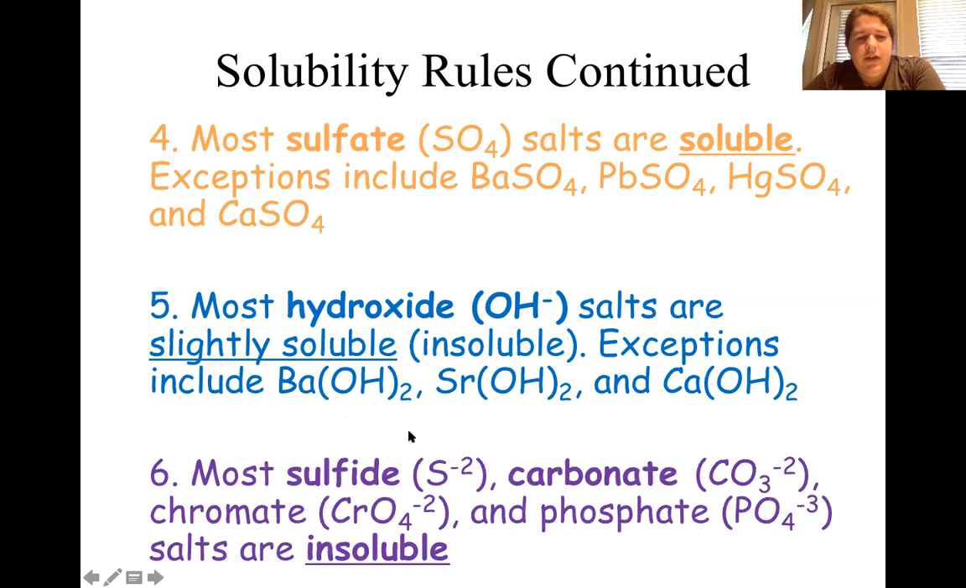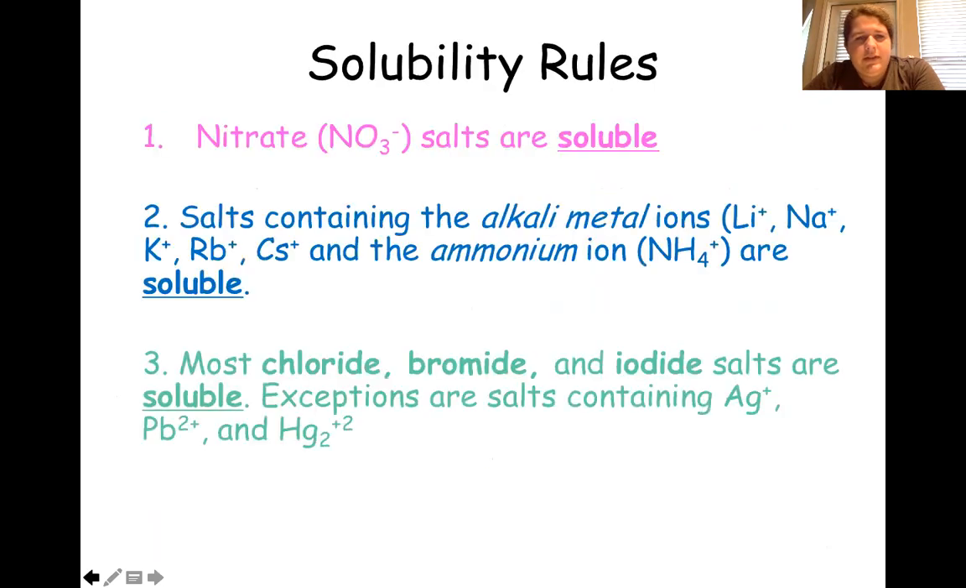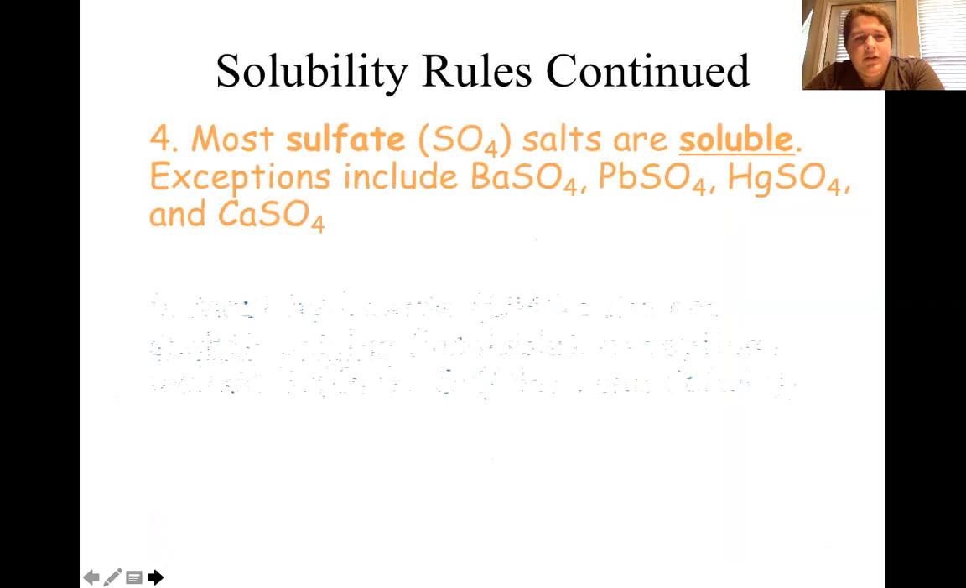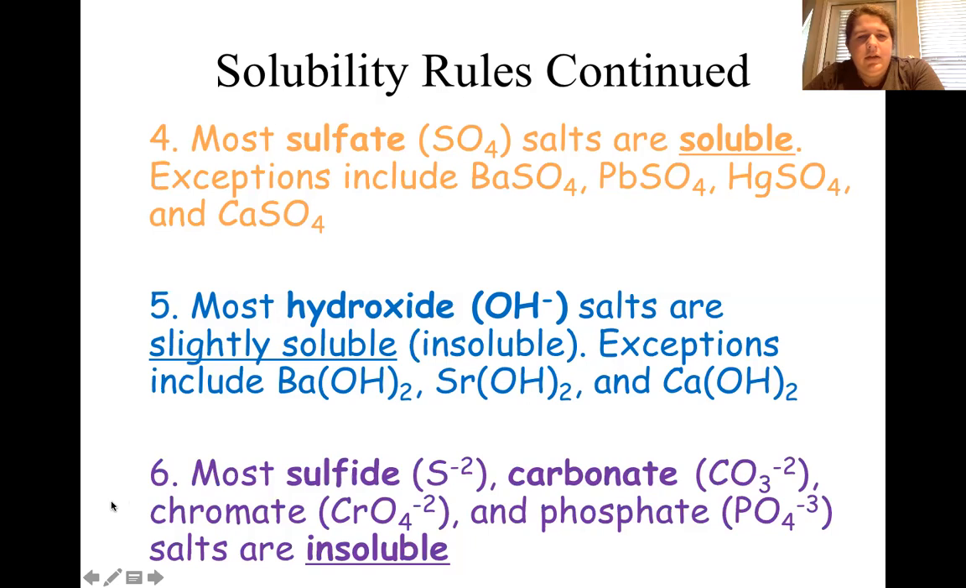And rule 6: most sulfide, S, carbonate, CO3, chromate, CrO4, and phosphate, PO4 salts are insoluble. However, if you recall from the previous slide, if we have something higher up the list, like from rules 1, 2, or 3, and it contradicts something in rule 6, then the first rule would apply. For example, let's say that we have sodium sulfide, Na2S. Since sodium compounds are soluble, and sodium was on a higher number, it will supersede this. So sodium sulfide would be soluble because of the sodium.